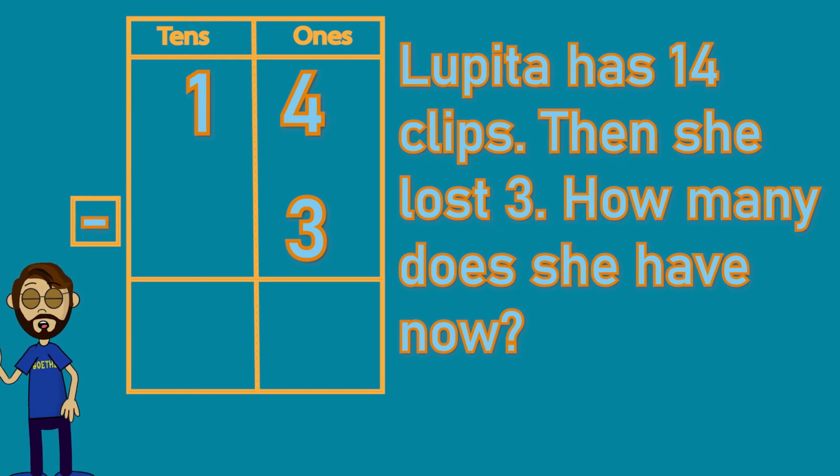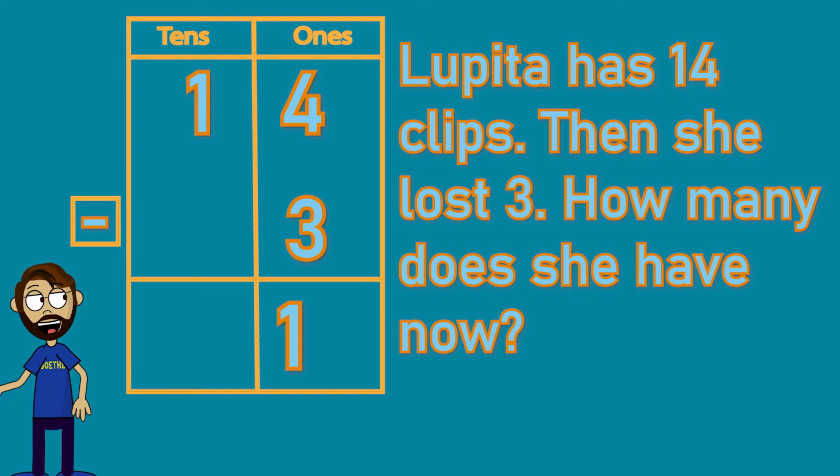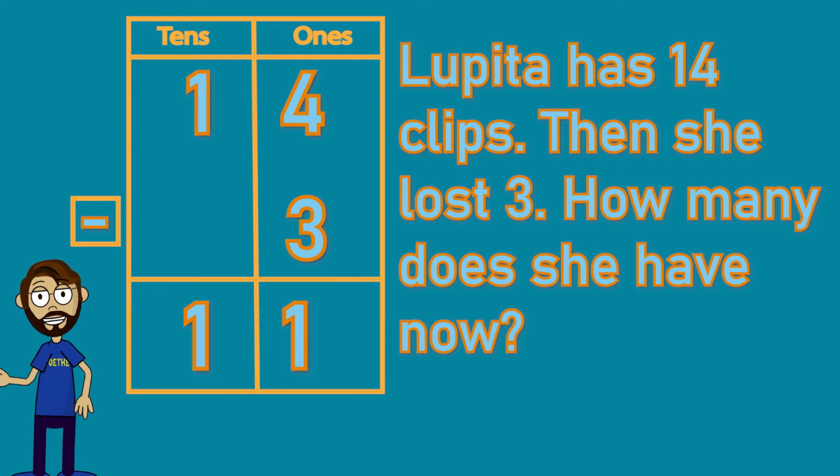So starting with 14, we have 1 ten and 4 ones. And then in 3, we only have 3 ones. So 4 take away 3 leaves 1. 1 take away none. We still have 1. So 14 take away 3 leaves 1 ten and 1 one, also known as 11.